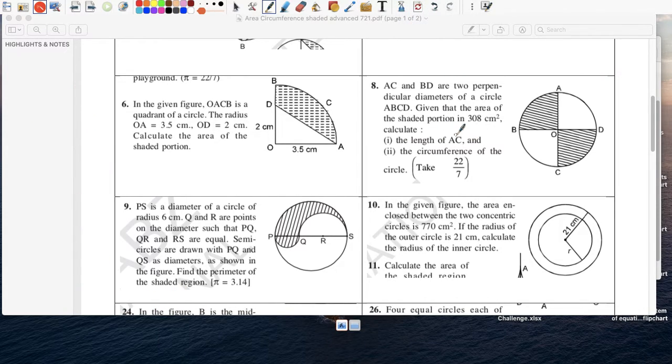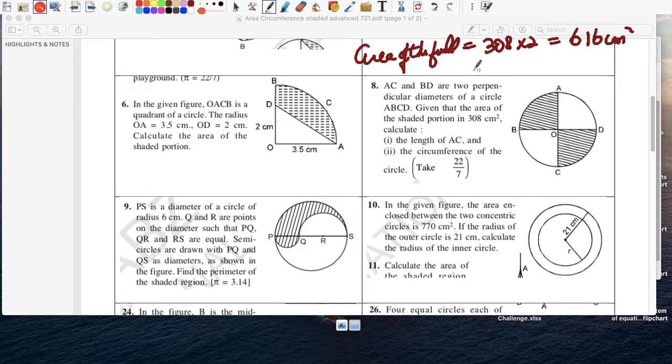6, the length of 8. What are AC and BC, in particular, given that the area of the shaded portion is 308? Okay, so if the shaded portion is 308, the area of the full circle is 308 times 2, which equals 616 centimeters squared, right? So just putting it out there.